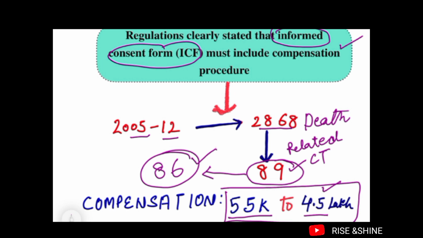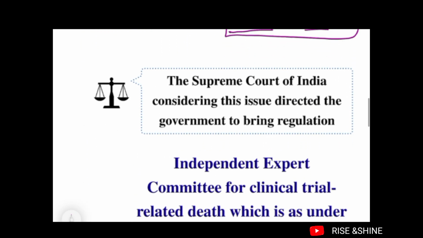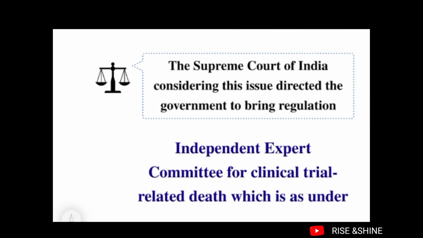To resolve this, the Supreme Court of India directed the government to bring a regulation, because the NGO had filed a litigation in the court, and the Supreme Court answered this and directed the government to bring some strong regulation. In response, the independent expert committee for clinical trial related death was set up, and they proposed a certain formula. The committee was independent, so it has very little influence. An independent committee was formed to address this issue, and they proposed some formulas.